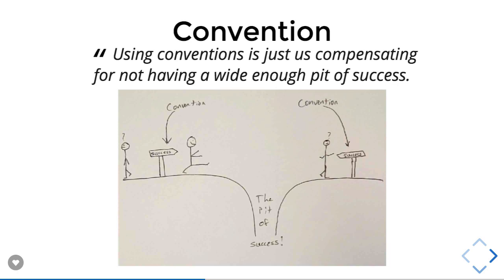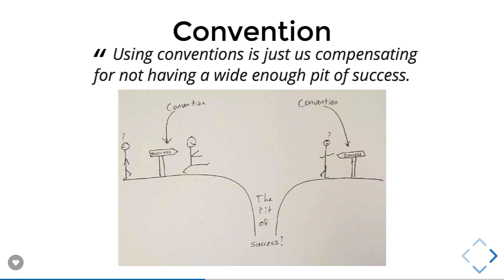And I believe that using convention is just us compensating for not having a wide enough pit of success. So I drew these today in my hotel. We have these conventions. Cannot read, but it's the sign that says success. It's pointing us to the pit, success. And some people are looking at the sign like, I'm not sure I understand this convention. Other people are like, where is the convention? I don't know where the pit of success is. And other people know the convention really well, and they're just like, sweet, success! And they love it, and it's awesome.